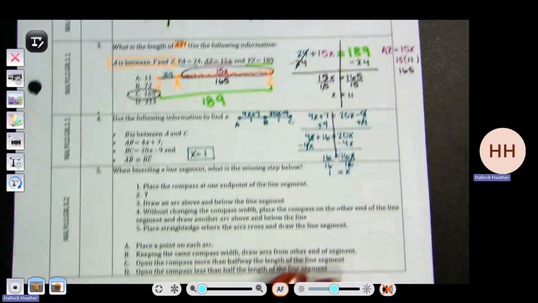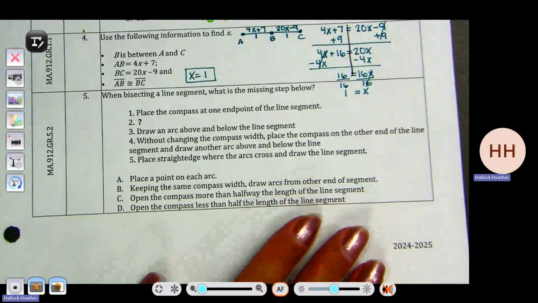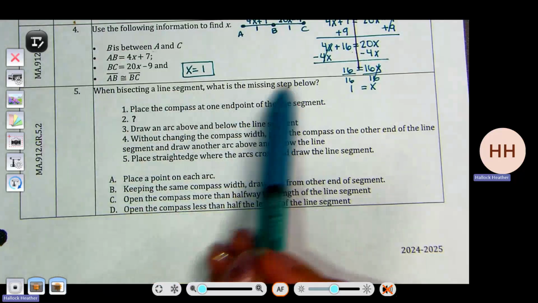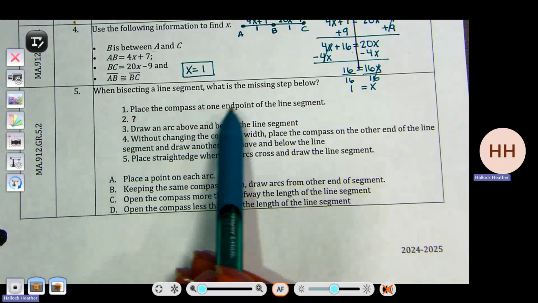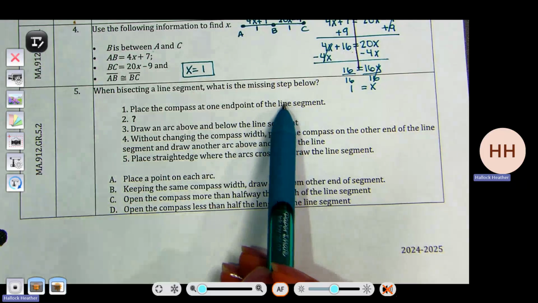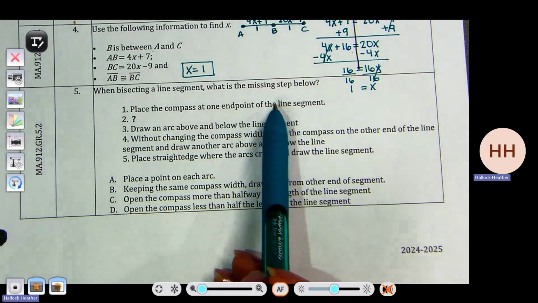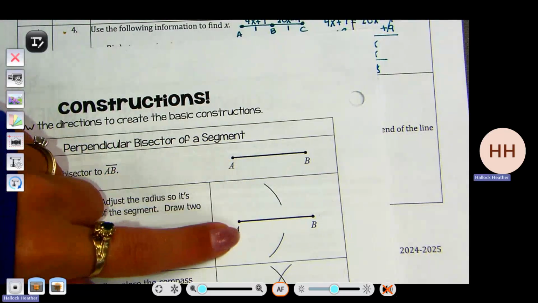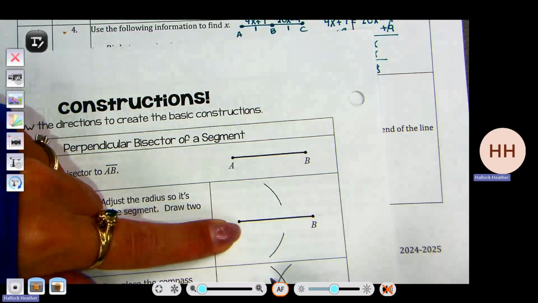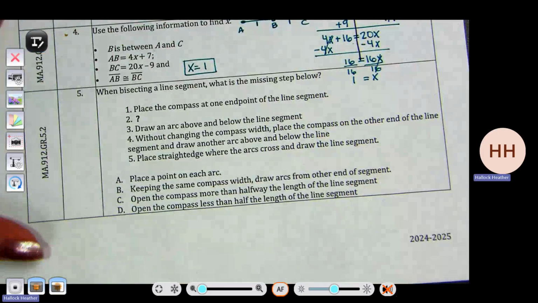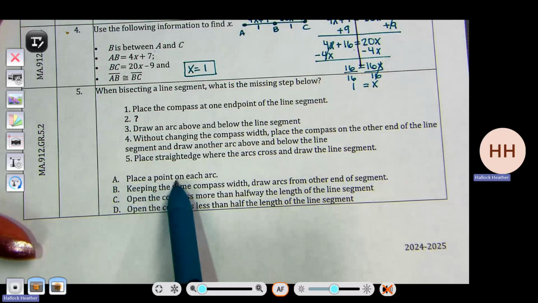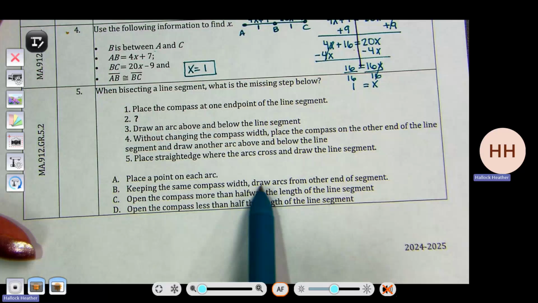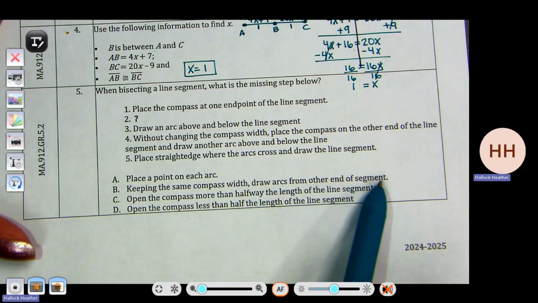So using all these words, we're going to have to read and figure out what our missing step is for step 2. It says, when bisecting a line segment, which step is missing below? Step 1 says place the compass at one endpoint of the line segment. Once I place the compass at one end, what am I doing next? The next step says place a point on each arc. Keeping the same compass width, draw arcs from the other endpoint of the segment.